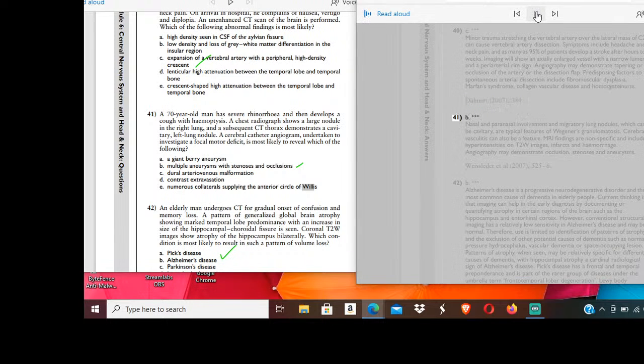41. B. Nasal and paranasal involvement and migratory lung nodules, which can be cavitary, are typical features of Wegener's granulomatosis. Cerebral vasculitis can also be a feature. MRI findings are nonspecific and include hyperintensities on T2W images, infarcts, and hemorrhage. Angiography may demonstrate occlusion, stenoses, and aneurysms. Weissletter et al. 2007. 42. B.